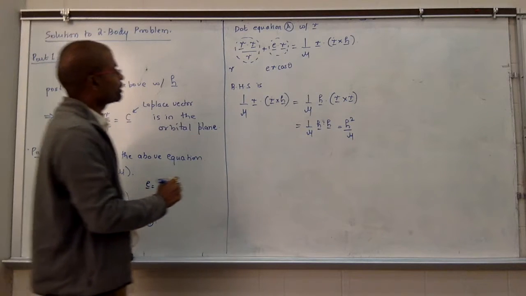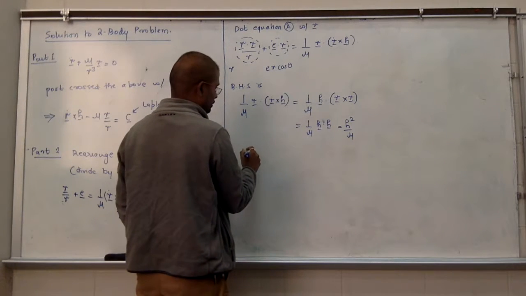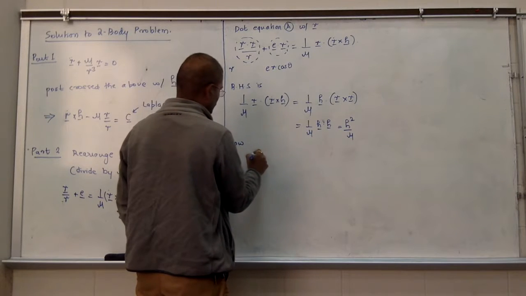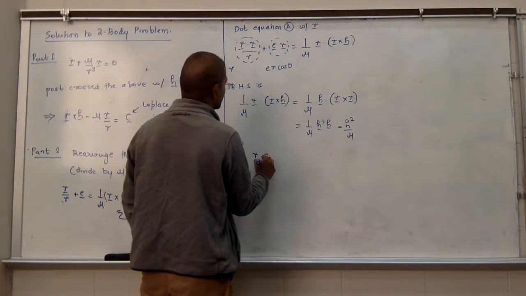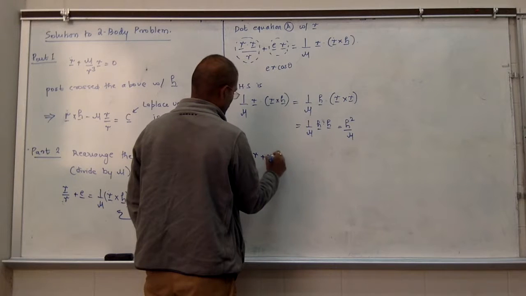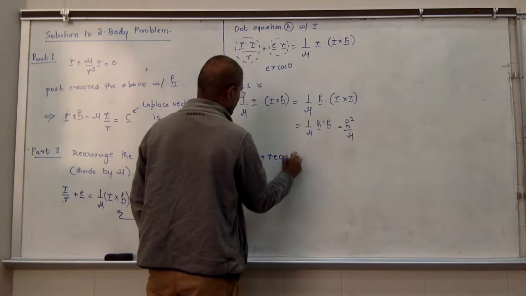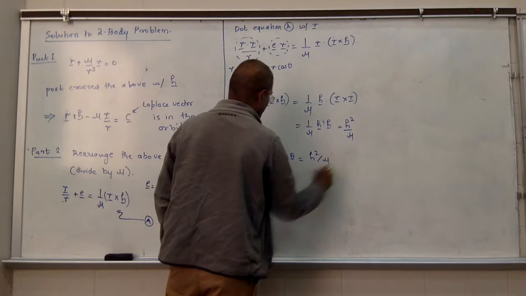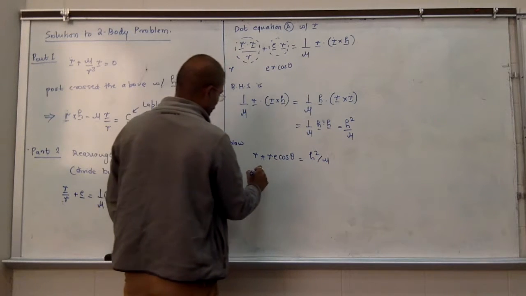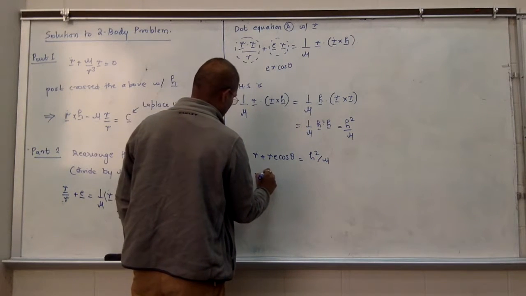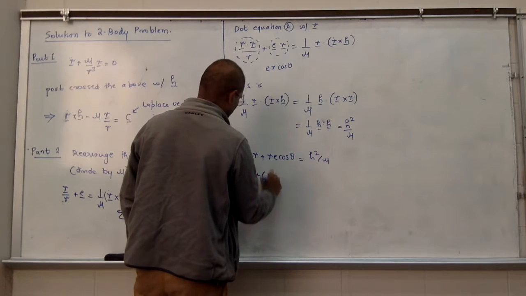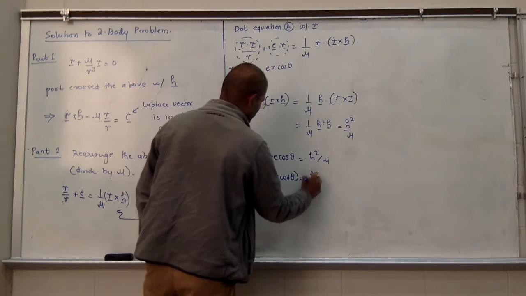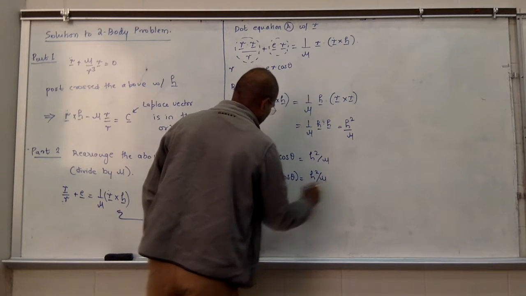So what you can write is, now R plus R e cosine theta is equal to H square divided by mu. So I take this R as common: R times 1 plus e cosine theta is equal to H square over mu.